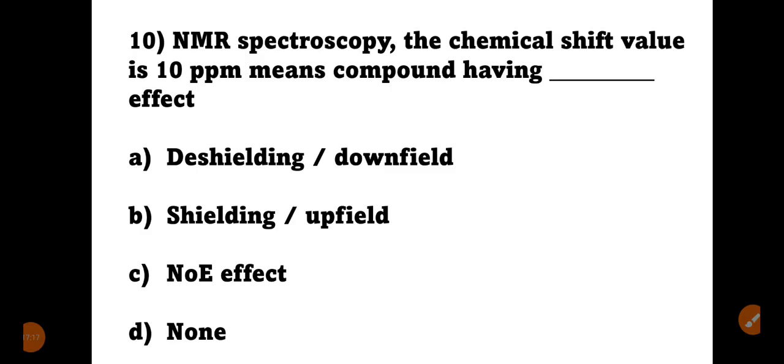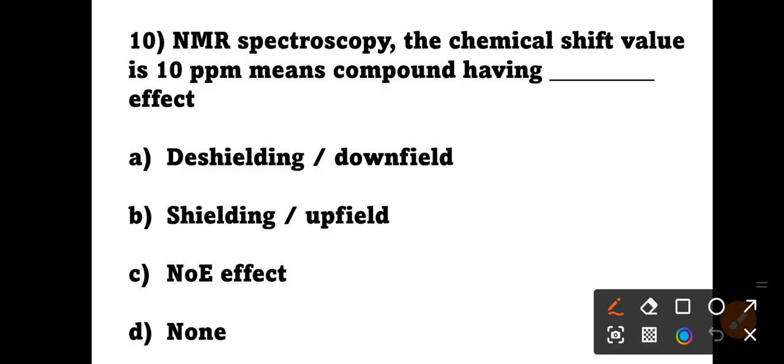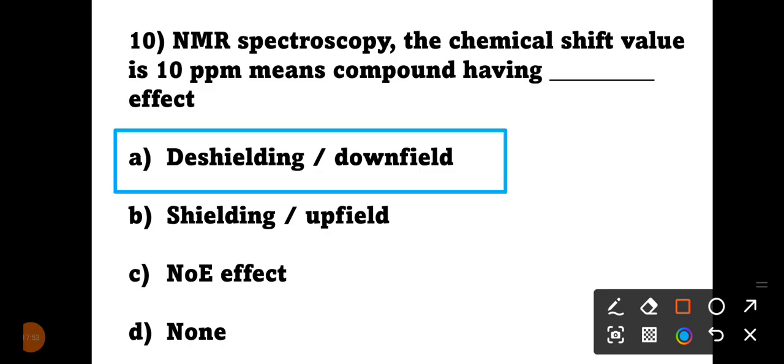So in the next question, in NMR spectroscopy the chemical shift value is 10 ppm, meaning the compound has dash dash effect. So 10 ppm means we are talking about the delta value in the chemical shift, right? If it is 10 ppm, the protons are deshielded, right? Just now we have seen, if the protons have 10 ppm, or higher values of chemical shift, these protons are deshielded, and we call it the downfield effect, right? So what is our answer? That is deshielding or the downfield effect.